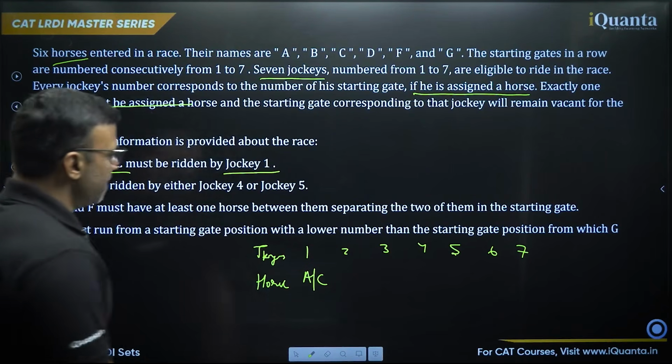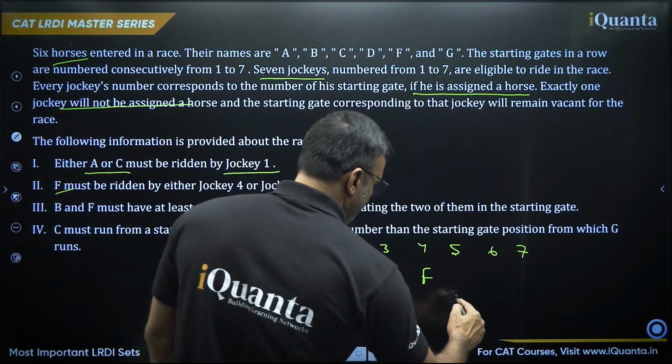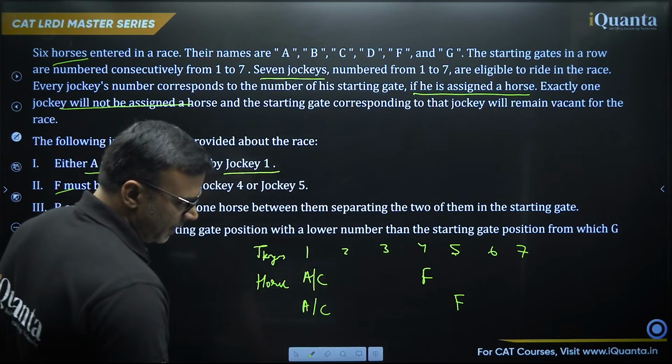F must be ridden by either 4 or 5. So immediately 2 cases, F here or here. So A or C. So clearly there are 2 cases that you can see.